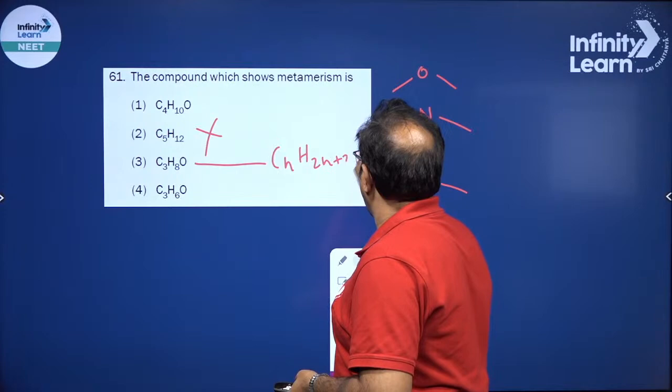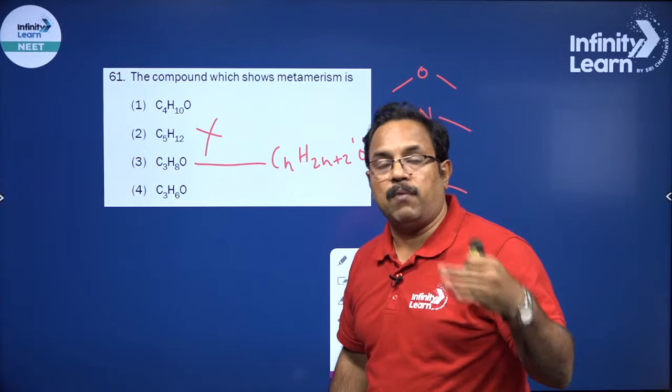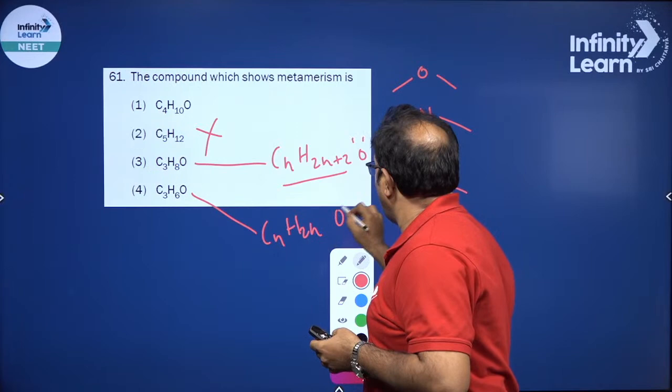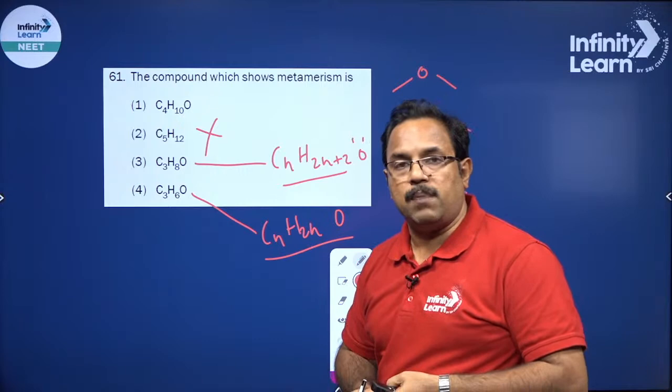CnH2n+2O. You should know that alcohols or ethers obey an empirical formula which is an alkane type of system with oxygen. And whenever it is an alkene type of system, CnH2nO, this class becomes what? Aldehydes and ketones. A small mnemonic you can keep in your mind.